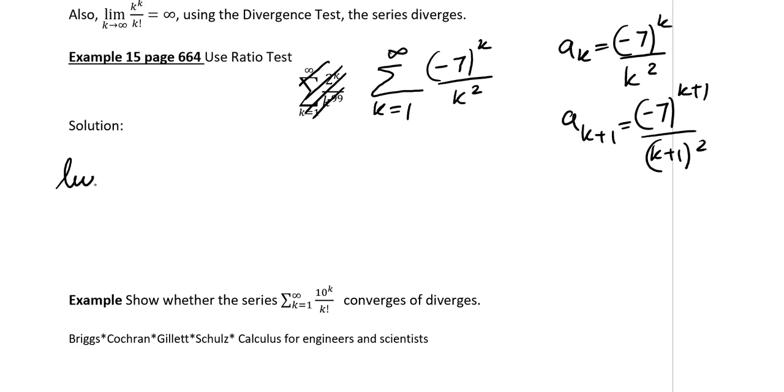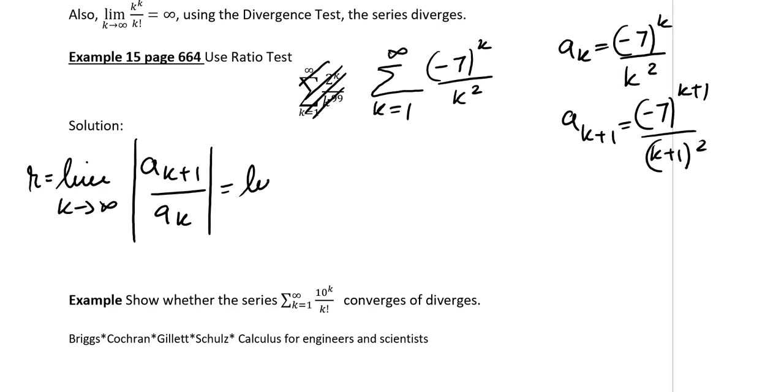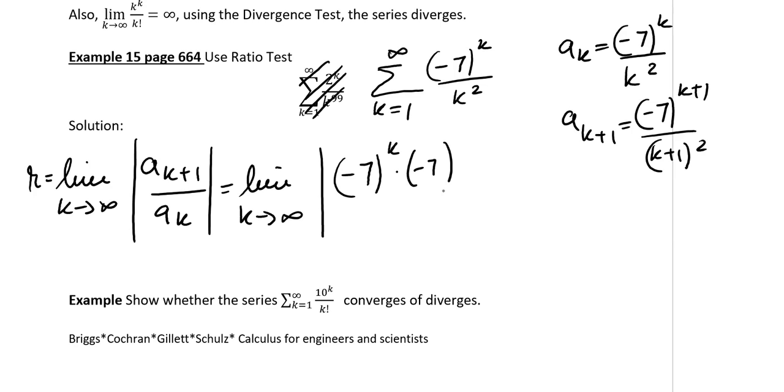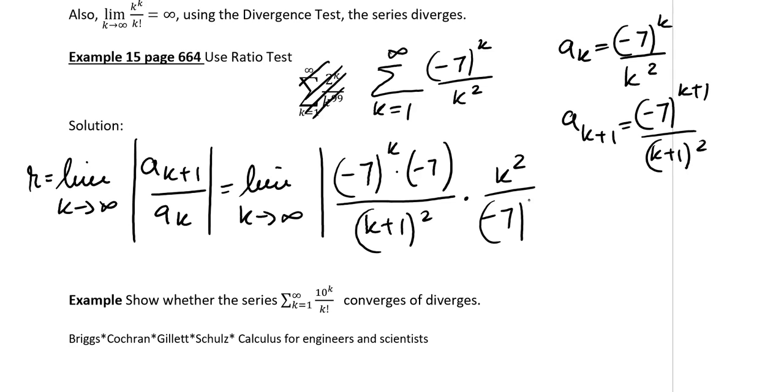So limit, or R equals limit as k is approaching infinity of a sub k plus 1 over a sub k in absolute value. So equals limit as k is approaching infinity. If we put absolute value, we don't worry if the terms are positive or not. They will be positive. Absolute value of negative 7 to the k times negative 7, I just write that instead of k plus 1 at the exponent, over k plus 1 to the second times, and now the reciprocal, k squared over negative 7 to the k.